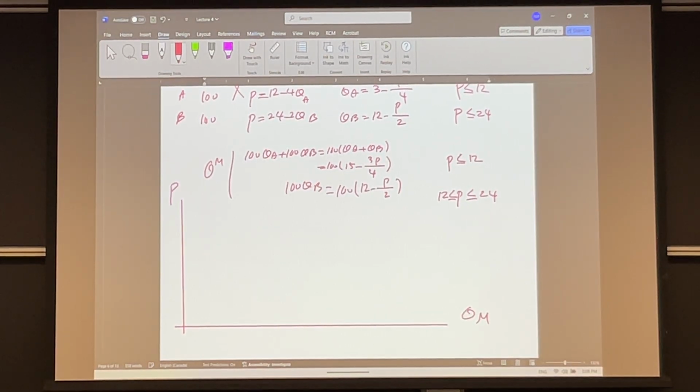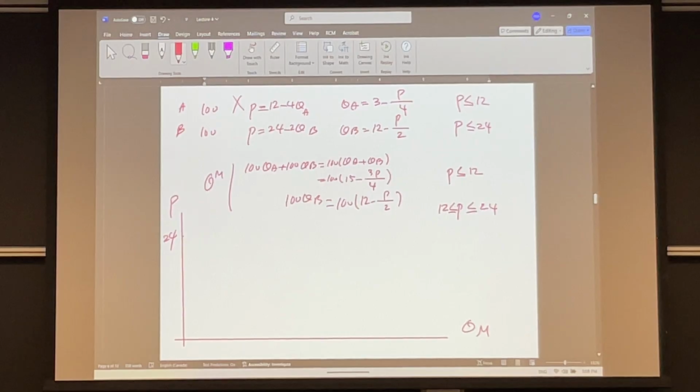What's the highest price anyone wants to pay in this market? 24. What's the highest quantity anyone wants to buy in this market? That's when the price is 0. You put 0 there, what do you get? 1500. These are two ends of the kinked market demand.